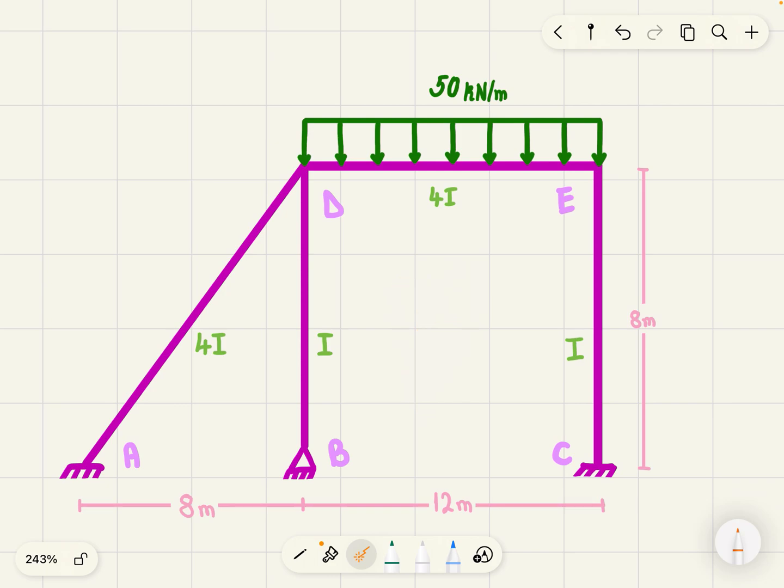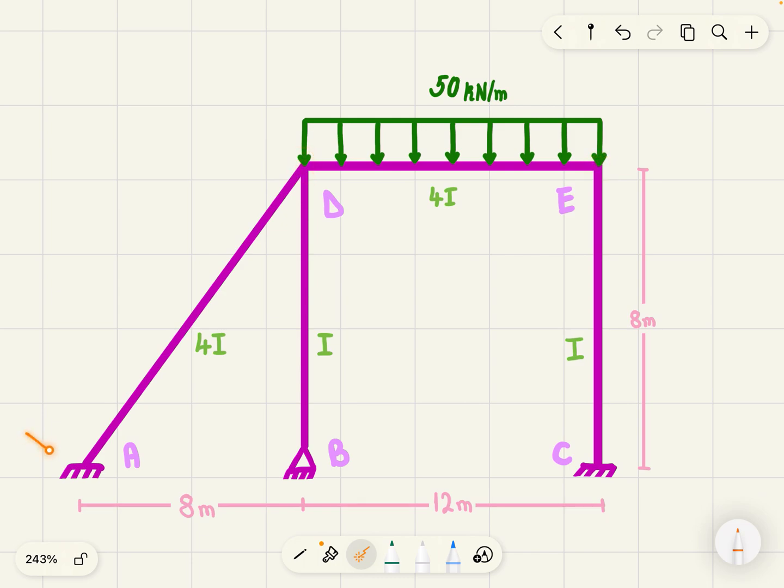So we need to start by looking at the nodes first. We have 3 external nodes and 2 internal nodes. These ones are internal because they have members converging or diverging into these specific points. So what do we need to do with these internal nodes? Well, the moment distribution method tells us we need to artificially clamp them.